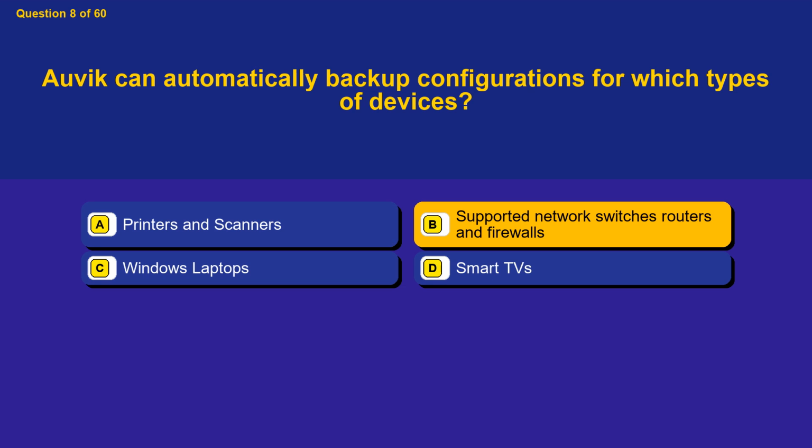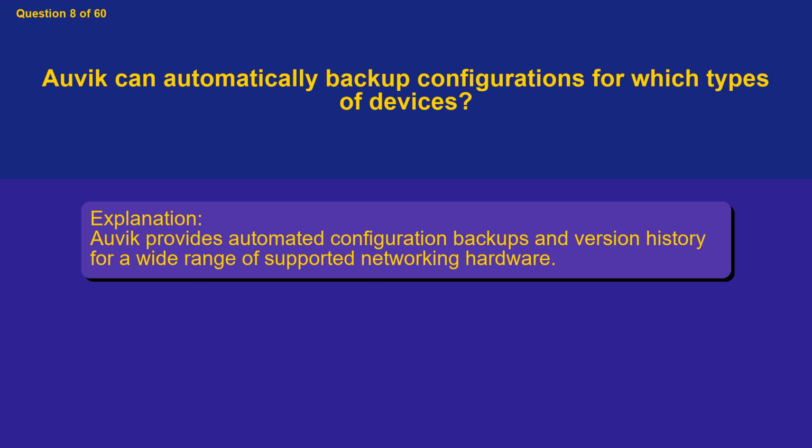The correct answer is option B. Supported network switches, routers, and firewalls. Auvik provides automated configuration backups and version history for a wide range of supported networking hardware.